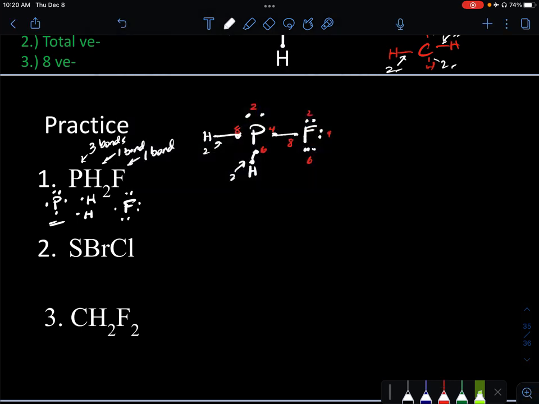So let me clean it up and redraw it. 2 on H, 2 on H, 2 on F. All right, that's what that drawing would end up looking like.